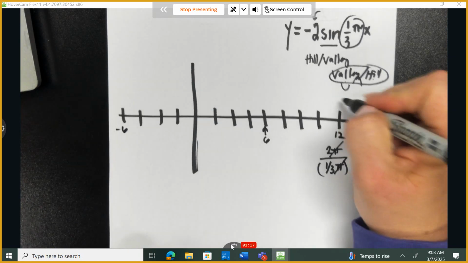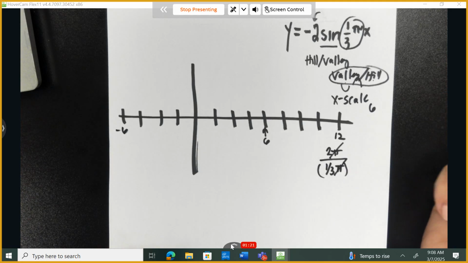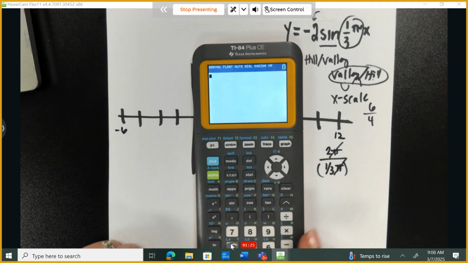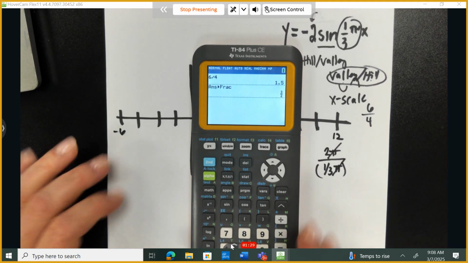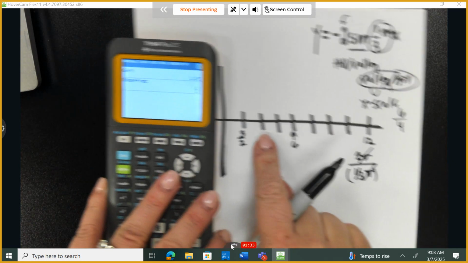Now we need to do the x scale. Who remembers what we divide by for the x scale? We take 6 in this case and divide by what number? 4, because there's always 4 steps. So I'm going to take this as the very first one. 6 divided by 4, I get 1.5. I turn it back into a fraction. So this is 3/2.